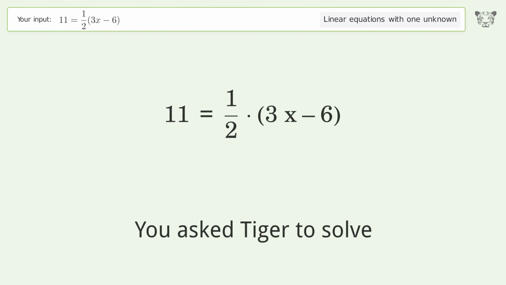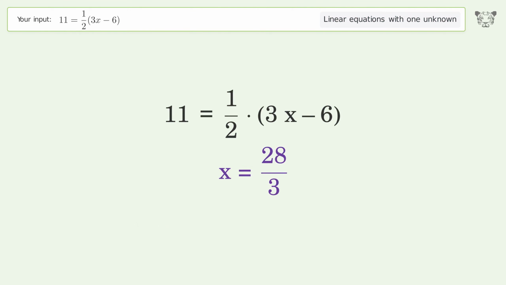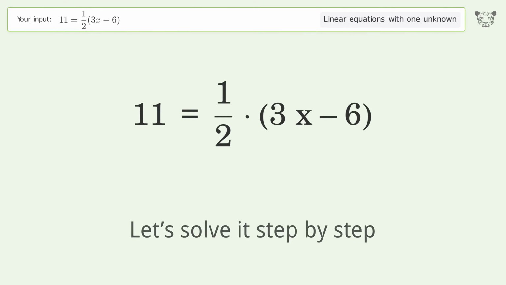You ask Tiger to solve. This deals with linear equations with one unknown. The final result is x equals 28/3. Let's solve it step by step.